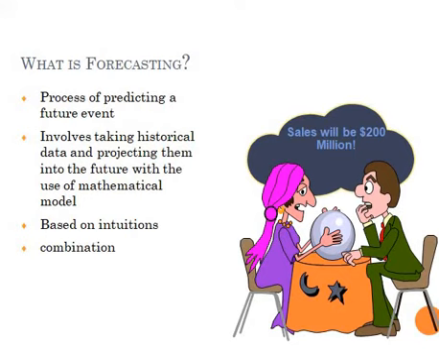Let's first define forecasting. Forecasting is the process of predicting what will happen in the future. Now, how do I know? Based on what? It's based on some historical data, previous data that I have, and I can anticipate out of those data what might happen in the future using some mathematical models and equations.